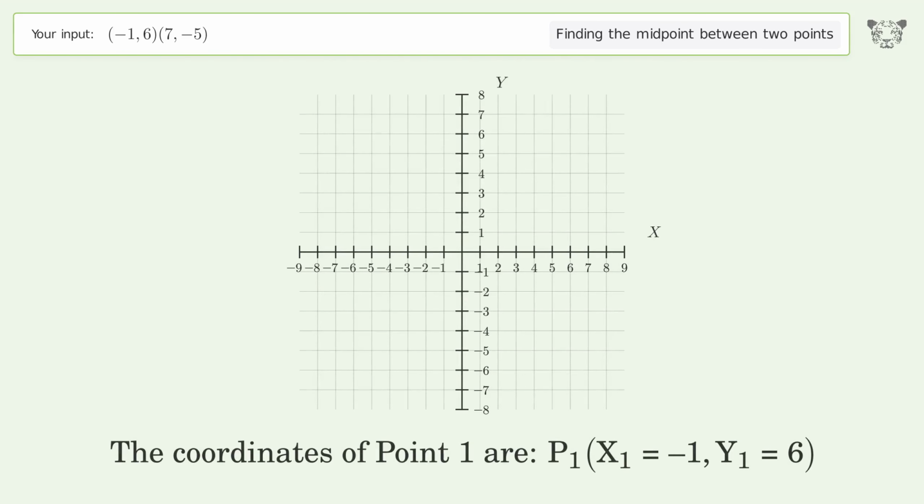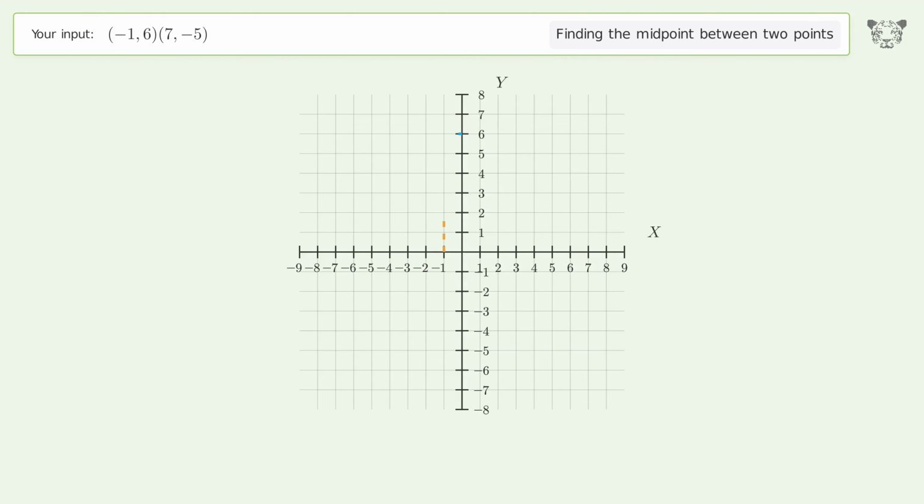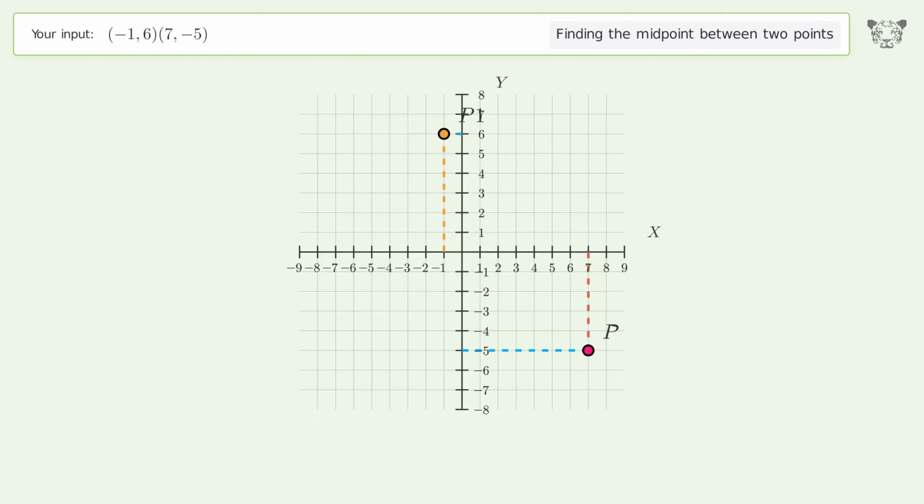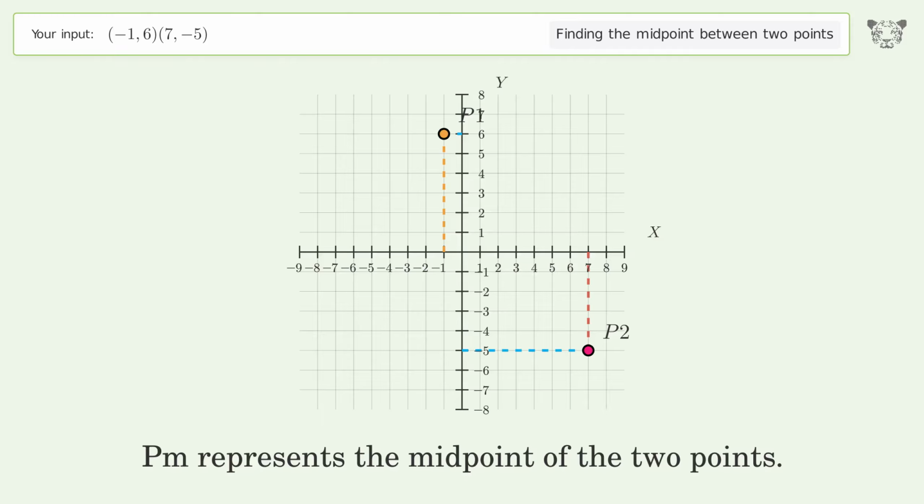The coordinates of point 1 are x1 equals -1, y1 equals 6. The coordinates of point 2 are x2 equals 7, y2 equals -5. PM represents the midpoint of the 2 points.